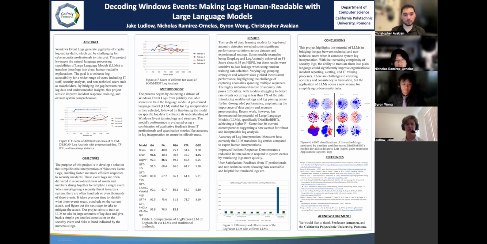Jump right into our abstract. Our Windows Events logs generate gigabytes of cryptic log entries daily, which can be challenging for cybersecurity professionals to interpret. This project leverages the natural language processing capabilities of large language models, or LLMs, to translate these logs into clear, human-readable explanations. The goal is to enhance log accessibility for a wider range of users, including IT staff, security analysts, and non-technical users such as stakeholders. By bridging the gap between raw log data and understandable insights, this project aims to improve incident response, training, and overall system comprehension.